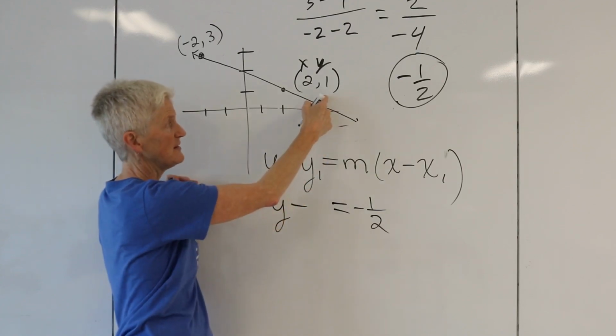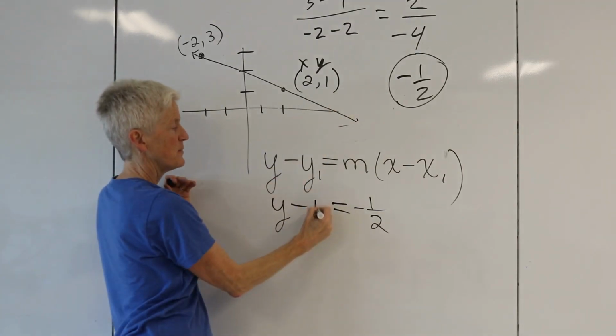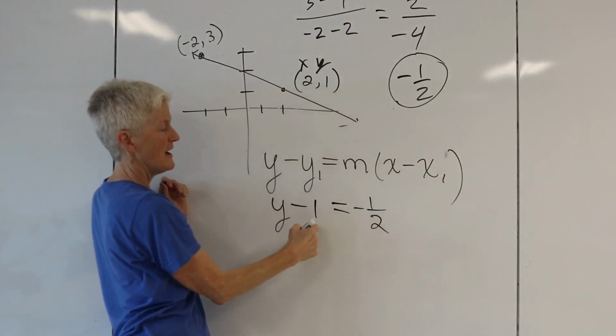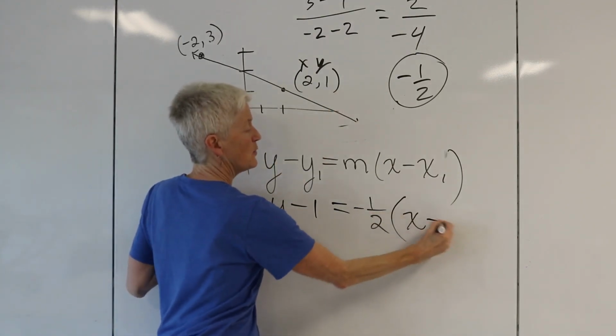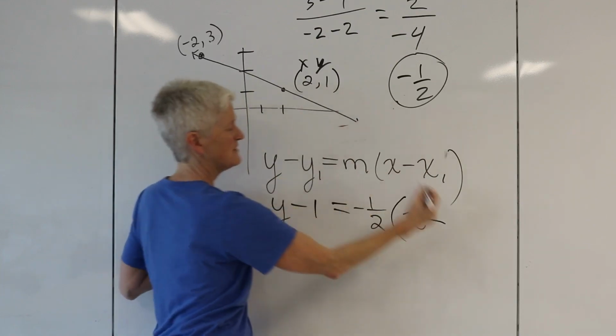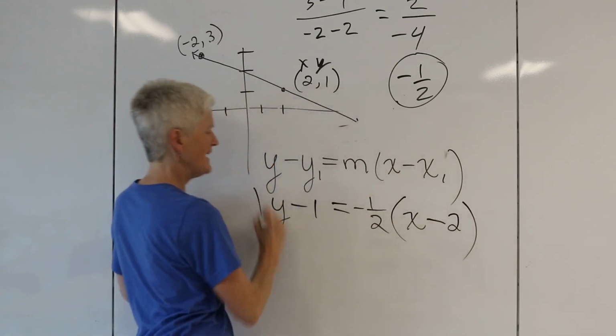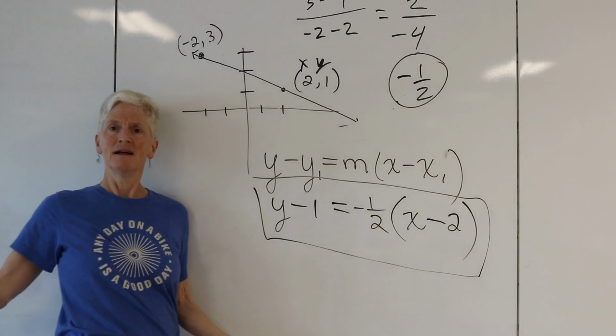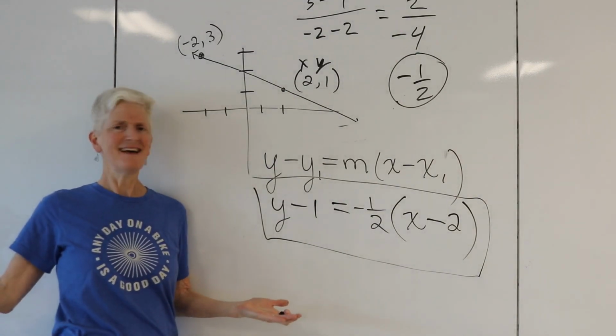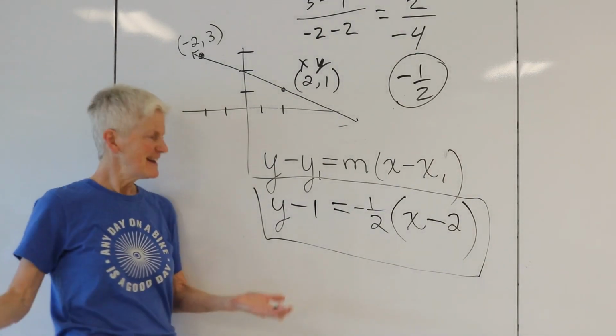So let's use this point, the point you chose. I'm going to replace the y with the specific y from that point. And I'm going to replace this x with the specific x from that same point. And I am done. There's the equation of the line. That's it. You could just leave it like that? I can leave it like that.